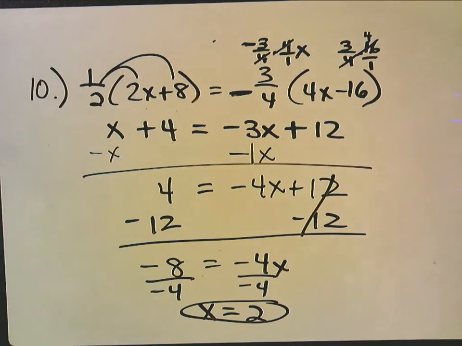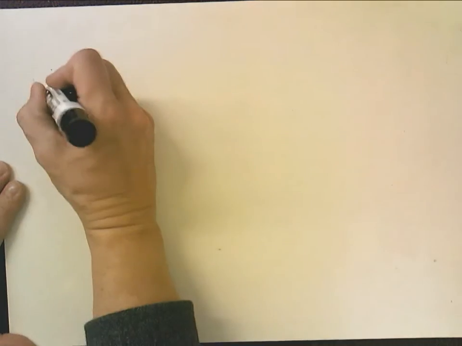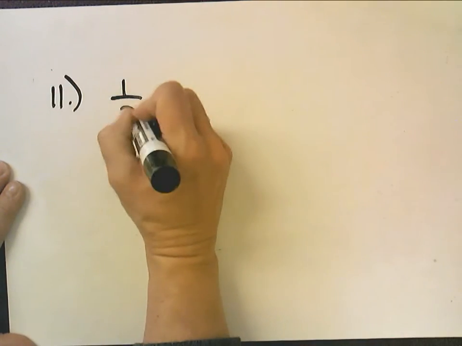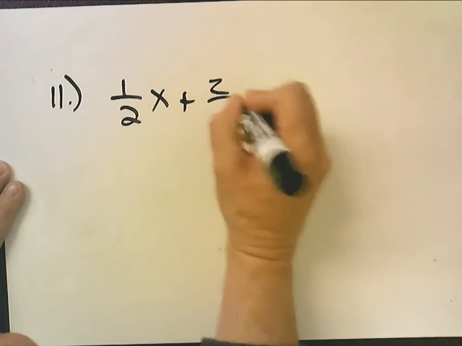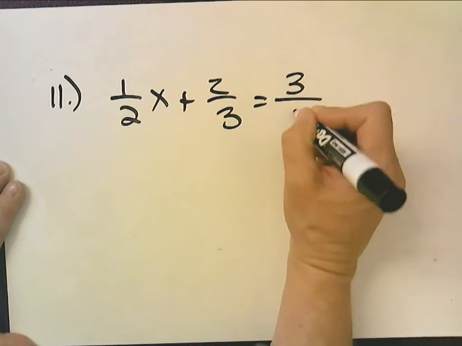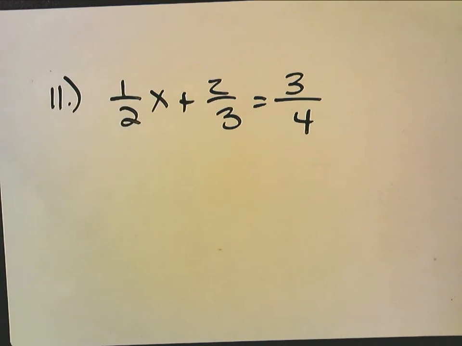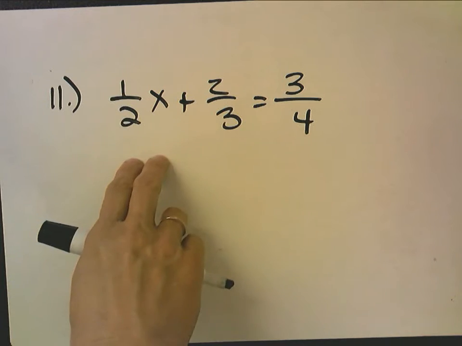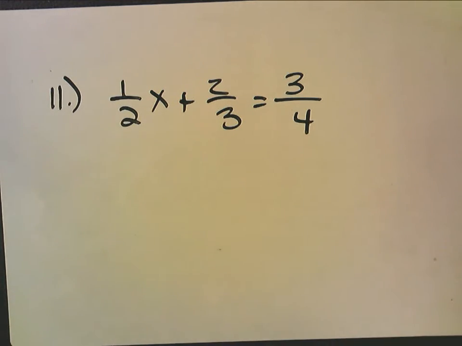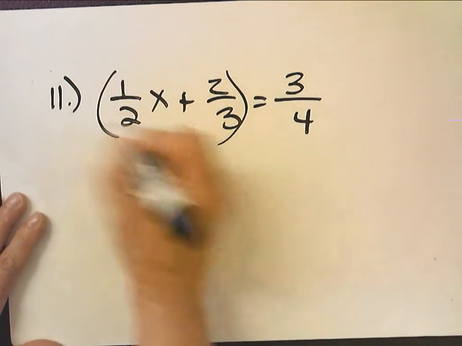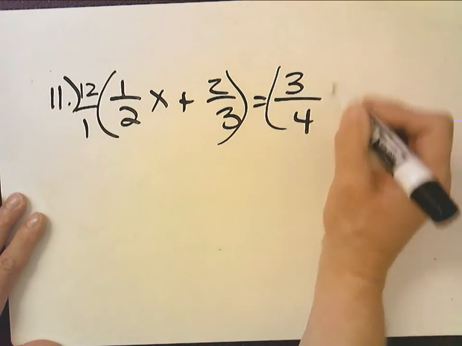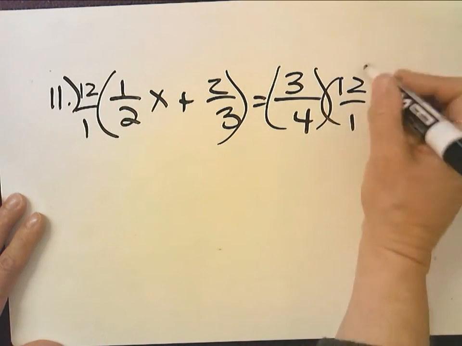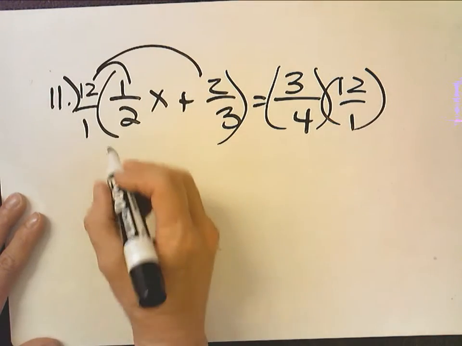Okay? Now, let's compare this to number 11. Now, for number 11, I have no choice but to clear this equation of fractions. I'm not going to get rid of them by distributing. There's not just one, there's 3. So the easiest thing for me to do is multiply by the common denominator, and I have to be careful that I distribute to every term.